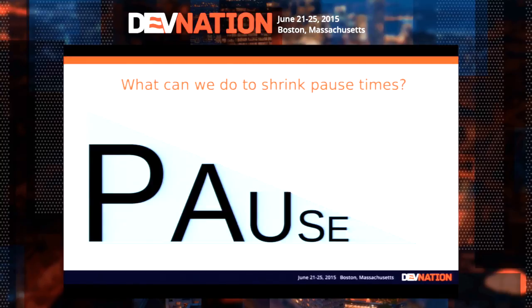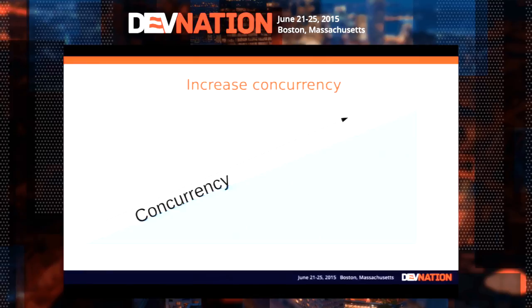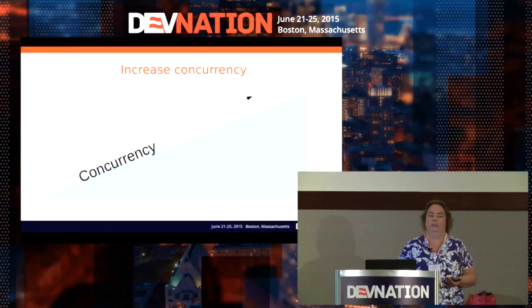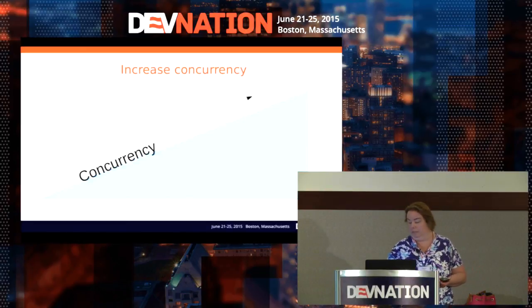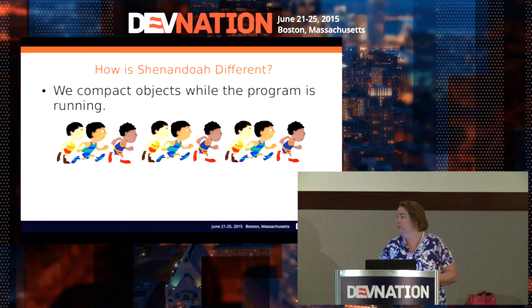So what can we do to shrink your pause times? What we do is we increase concurrency. The more work we can do while your Java threads are running, the shorter the pause times need to be. So what Shenandoah does is we compact the objects while the program is running.